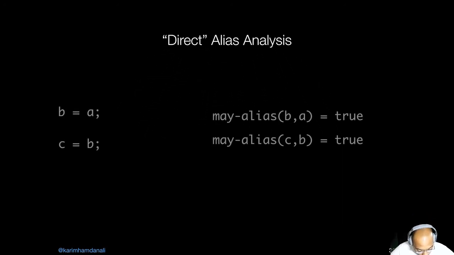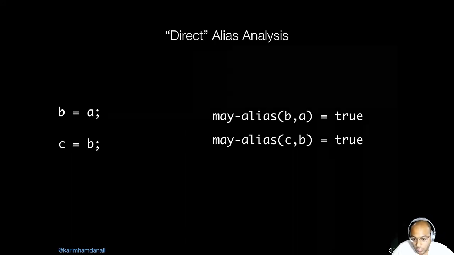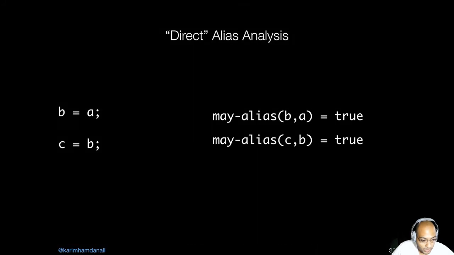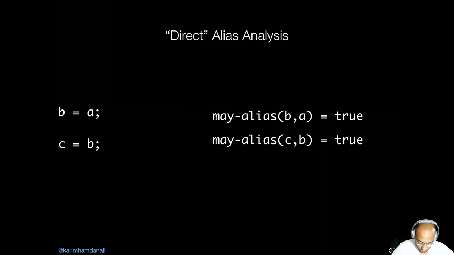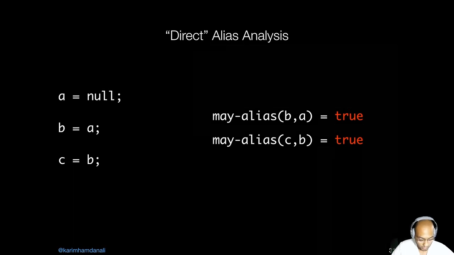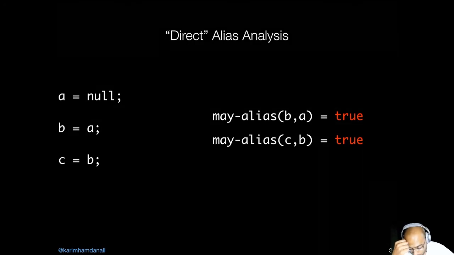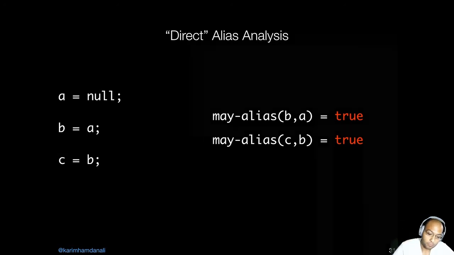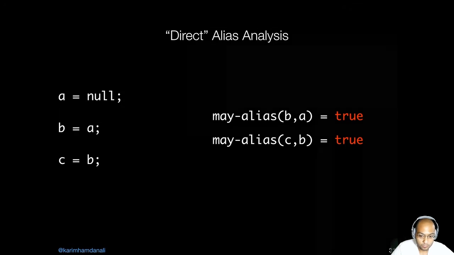So let's say we have two statements, B equals A, C equals B. You may have may alias BA and may alias CB are both true. And what about if we have A equals null before then? So this probably goes back to the question that Muhaymin asked a few minutes ago. So what if we assign A to be null up there? Would we still have may alias B and A is true and may alias C and B is true? What do you think? What do you think we should do here?